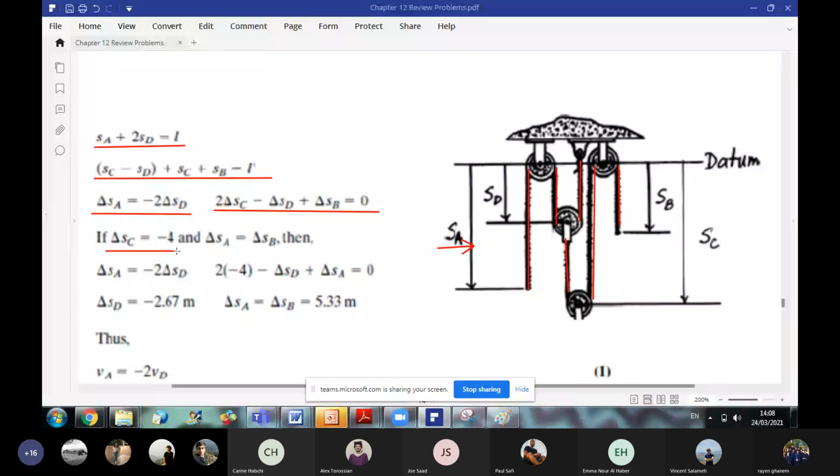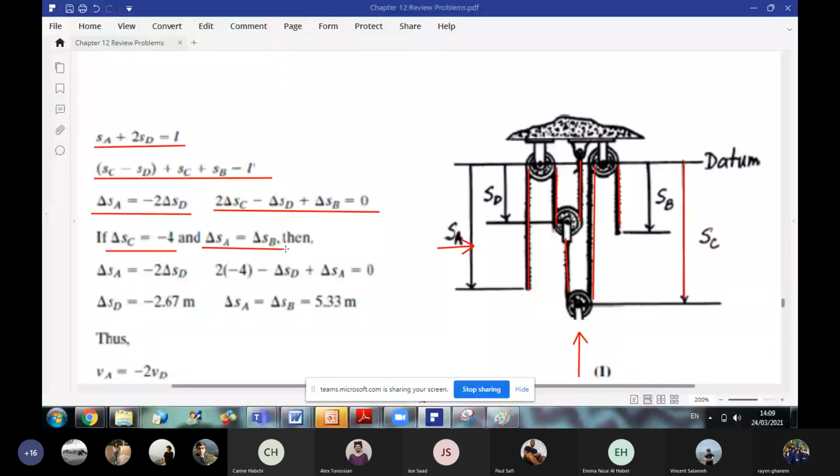Because it's going up a distance of 4 meters, delta SC is -4. Why? Because SC, as you can see here, is counted positive downward while the block is moving up. Since you are moving in the negative direction, delta SC will be -4. And because they said the two motors have equal acceleration, delta SA of motor 1 will be equal to delta SB of motor 2.